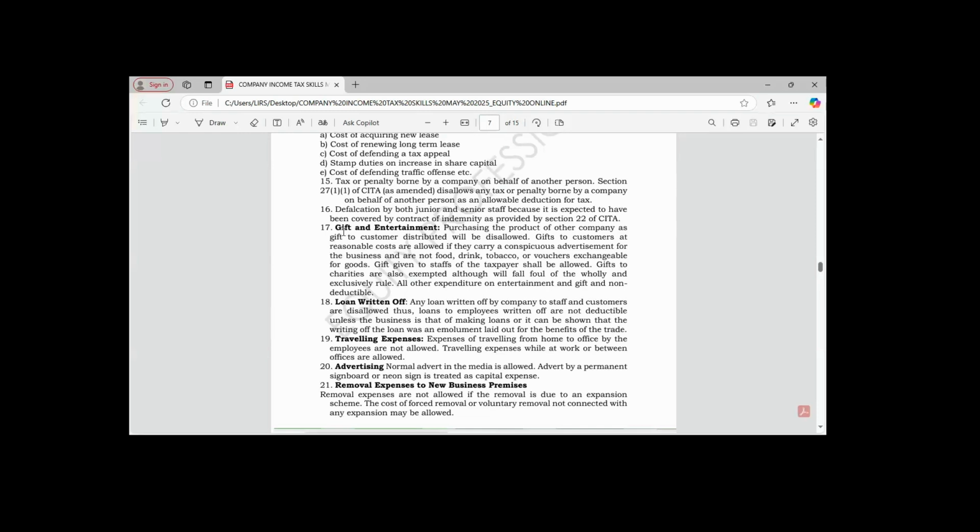Then we also have gifts and entertainment. Any form of gift to an employee is allowable. Then gifts to customers: only branded gifts to customers that relate to promotion will be allowed. Where the gift does not relate to promotion or is not branded, it is going to be disallowed. Then entertainment: any form of entertainment to staff is also allowed.